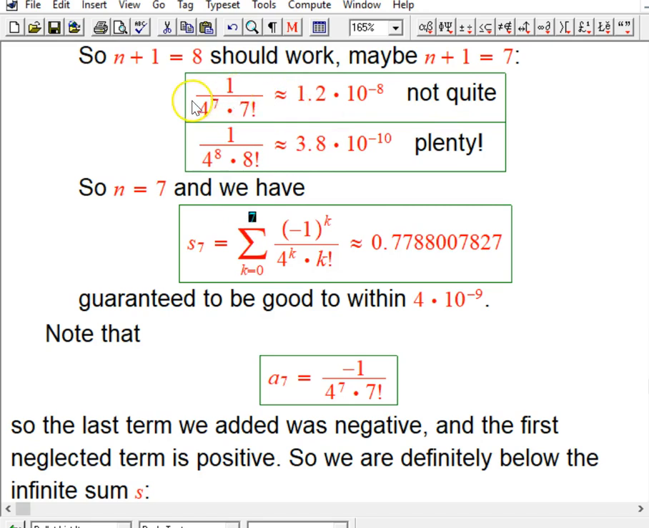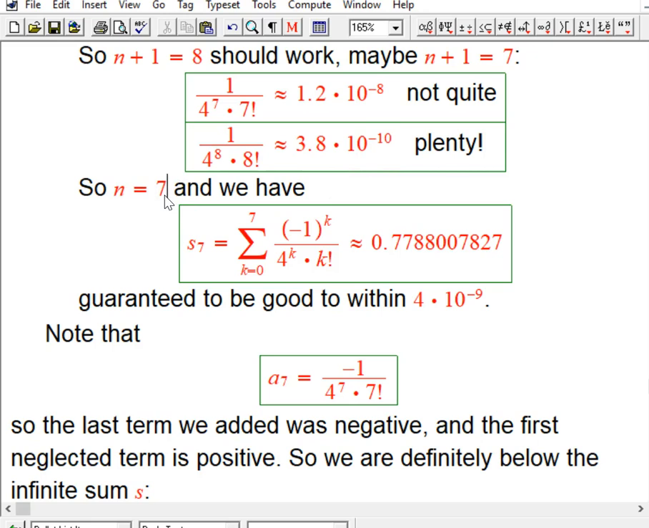Okay, so let's look at it. If I put in 4 to the 7 times 7 factorial, and now I'm really using the factorial function exactly, turns out we don't quite get 1 times 10 to the minus 8th. It's just a little bit too big. Okay, so the first neglected term, the n plus 1, needs to be where n plus 1 is 8. That's plenty good. That's quite a bit smaller than 10 to the minus 8th. So the actual last term we include is 7.